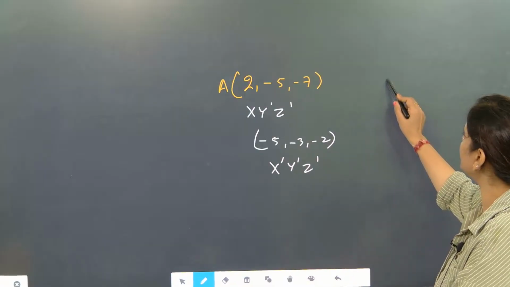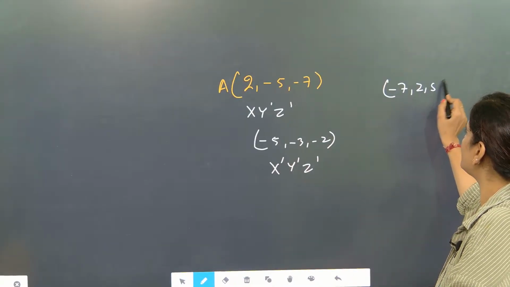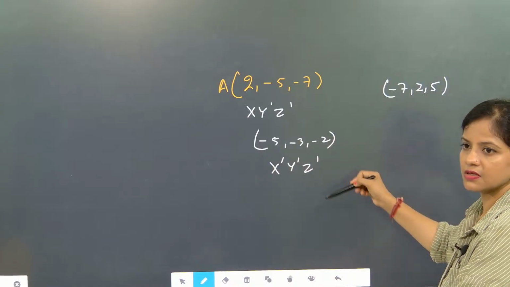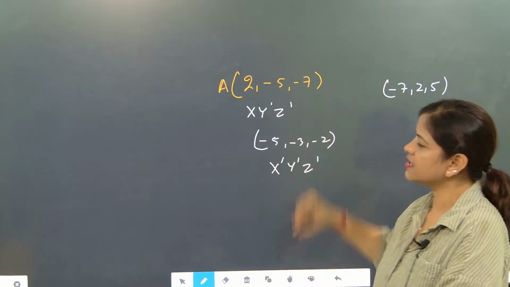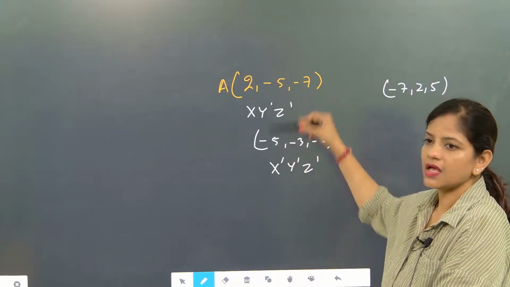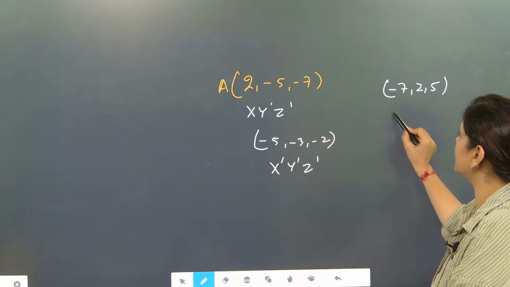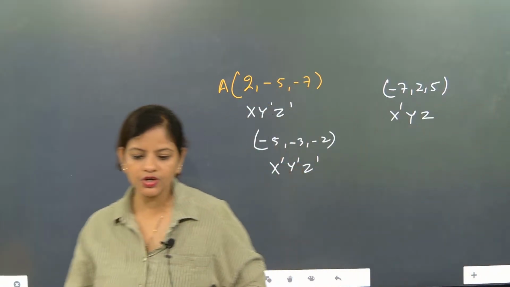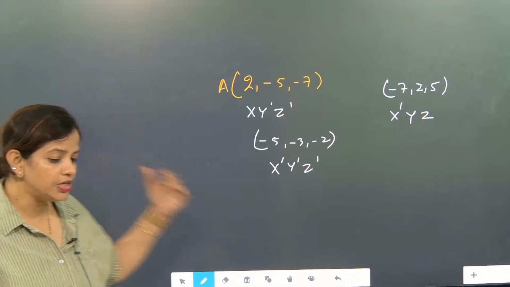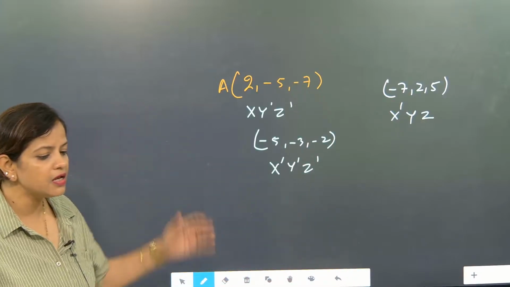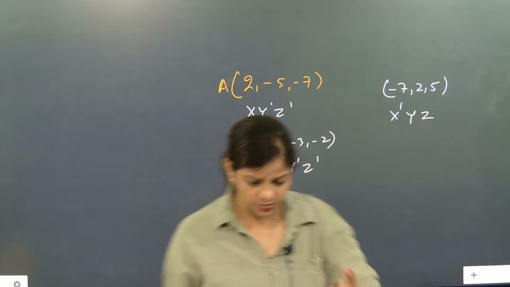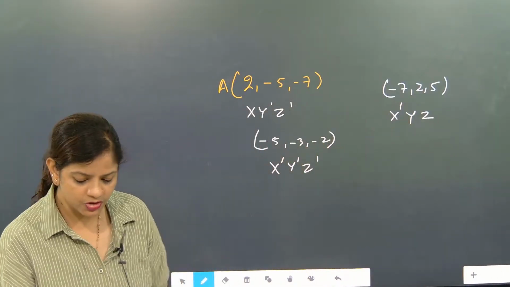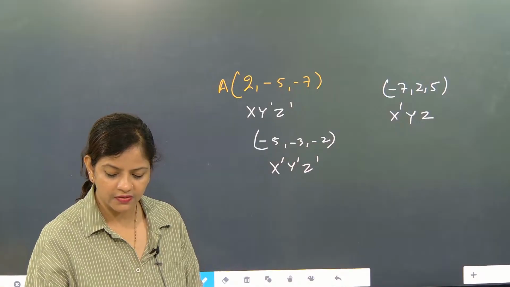If somebody gives you minus 7, 2 comma 5, here minus is there, so x dash, and the others are plus, so y and z. Plus means x, and minus means dash. So x dash, y, and z. When minus is there, you put a dash, absolutely correct. So you need to write like that only. Where plus is there, you write x. When minus is there, you write x dash. That much only you have to do. You need not do anything else.